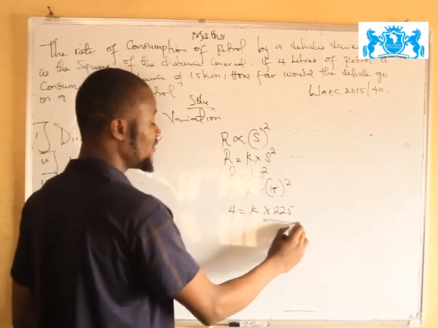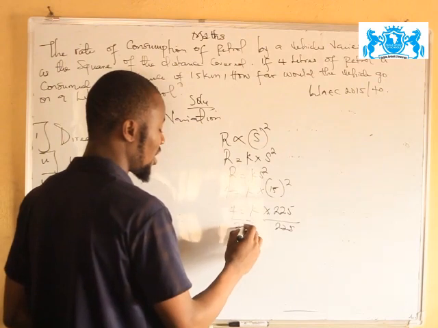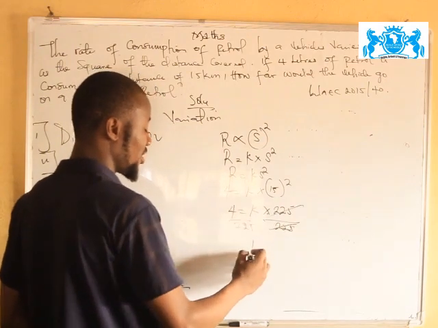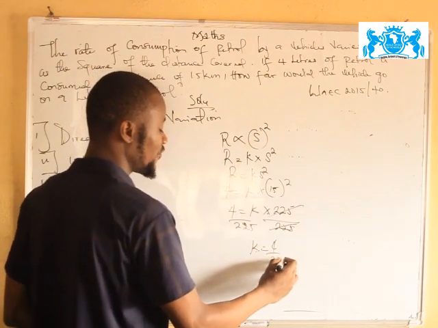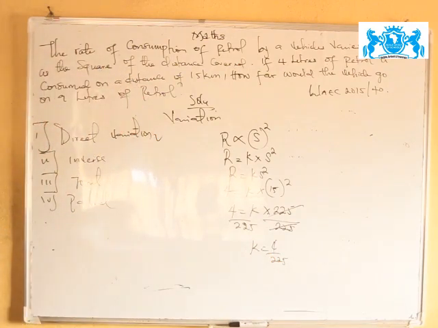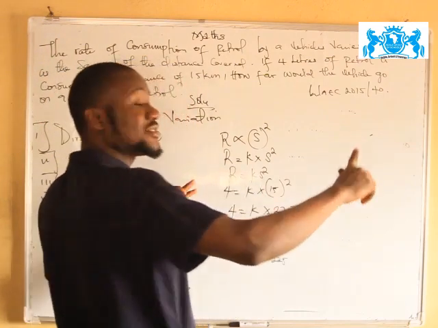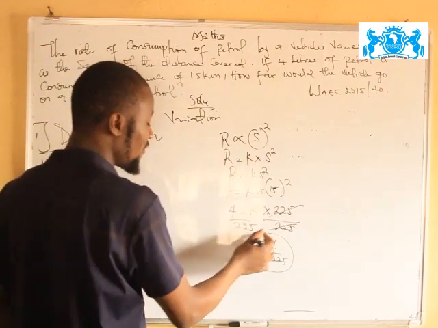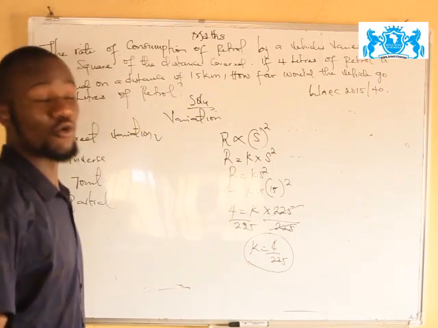So we are looking for k. Divide both sides by 225. So you have k equals 4 over 225, because there is basically nothing that can divide this. So the question now says, how far would the vehicle go on 9 liters of petrol? So you are still going back. You just got the value of the constant, which is k, as 4 over 225.